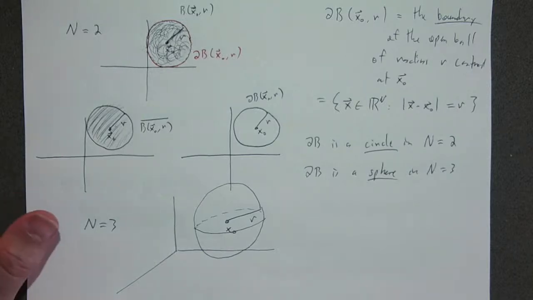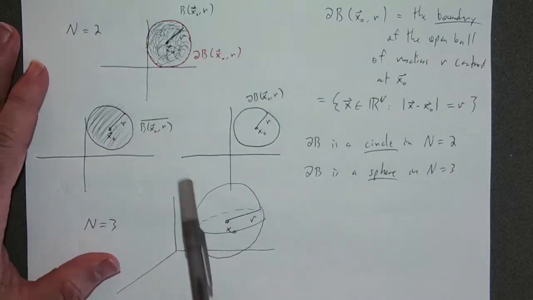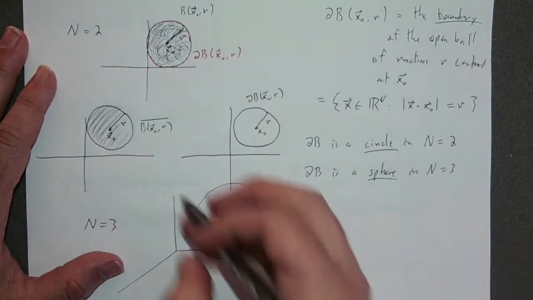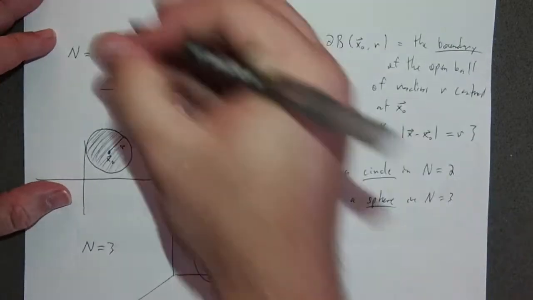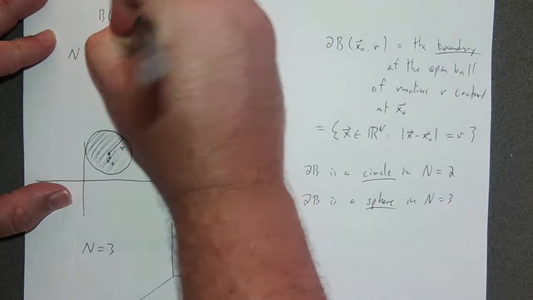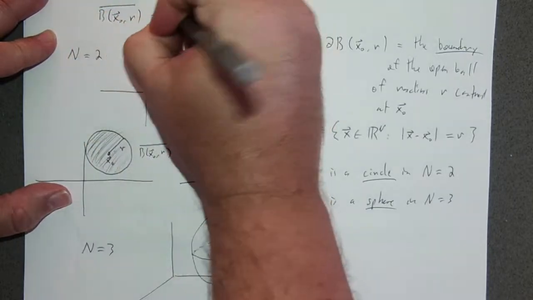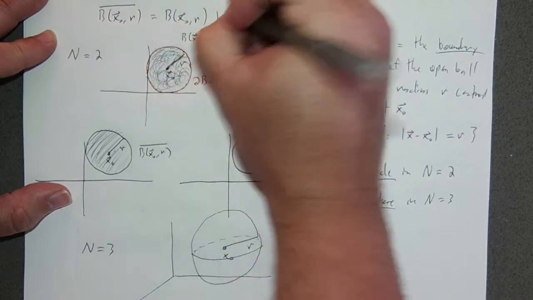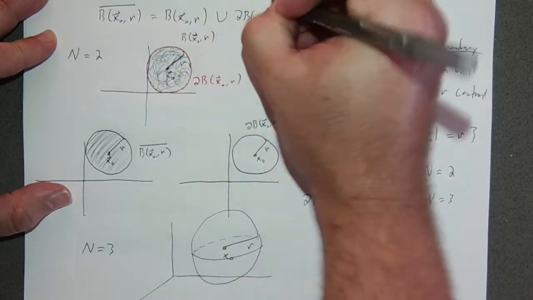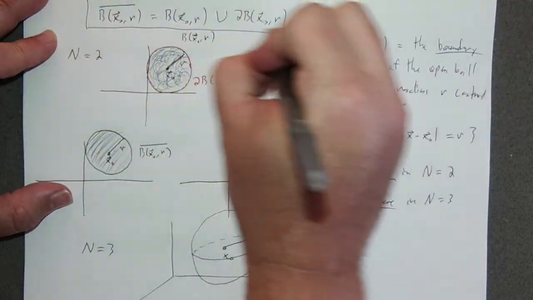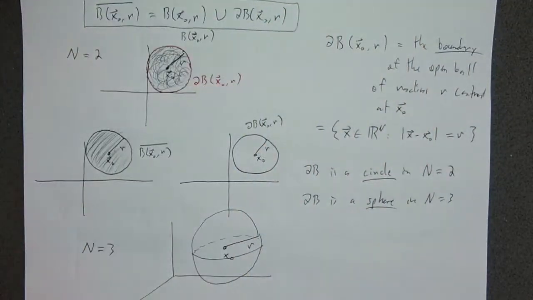Okay, you might notice that if you take the open ball and throw in the boundary, it is the closed ball. So as a little aside here, this closed ball is just the open ball together with its boundary. That's it.